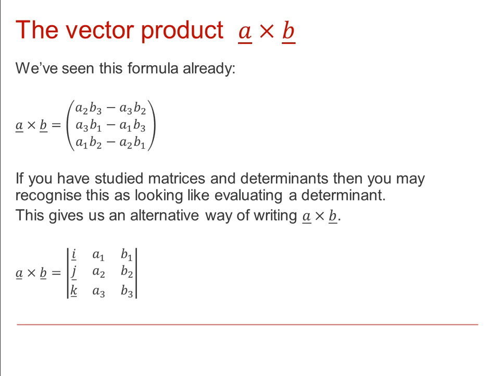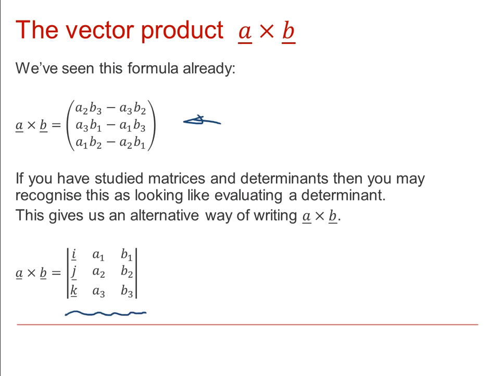If you've already looked at the work on matrices, you may have realized that this formula for the cross product looks very similar to forming the determinant of a 3x3 matrix. And indeed, that gives us a way of writing the cross product. So the cross product can be written as this determinant here.